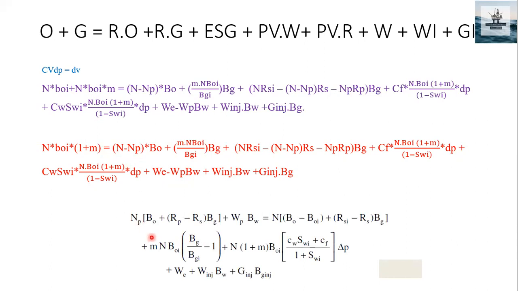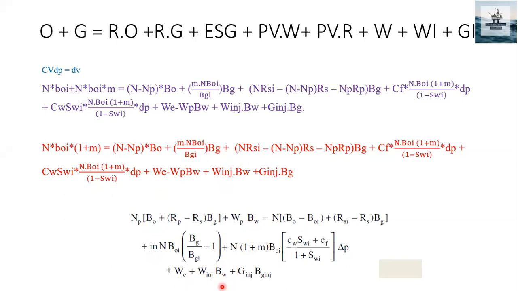NP, which is on the LHS, that is NP into (BO plus (RP minus RS) into BG). All these terms will balance with this equation. NP terms will be on the LHS, N terms will be on the RHS. So you can see every term is connected with N. So WPBW, this is related to external sources, so they were kept as they are. WPBW is the amount of produced water that has been lost, that has been kept over here.